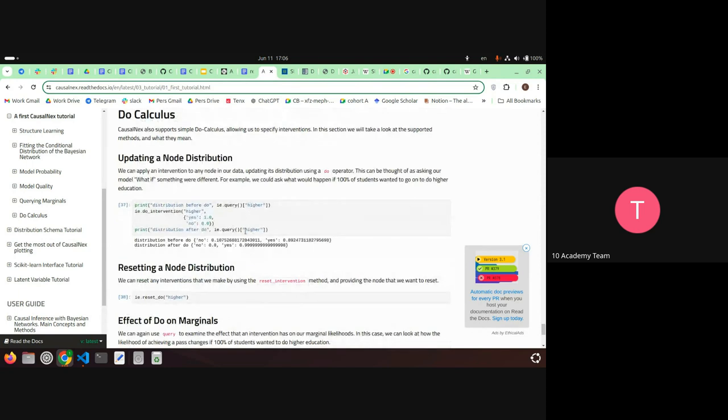But after doing the intervention, you can query G1 and see what is the effect on G1. This is great. And after you do the intervention, you can reset your distributions back by using reset do. So I think that's all.